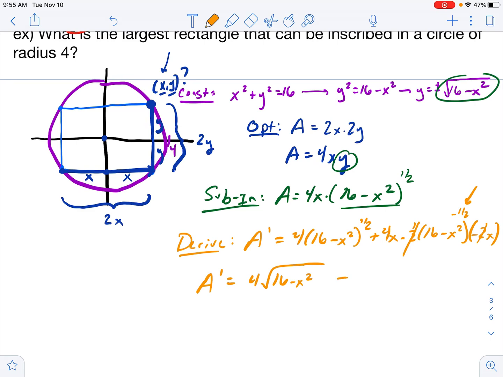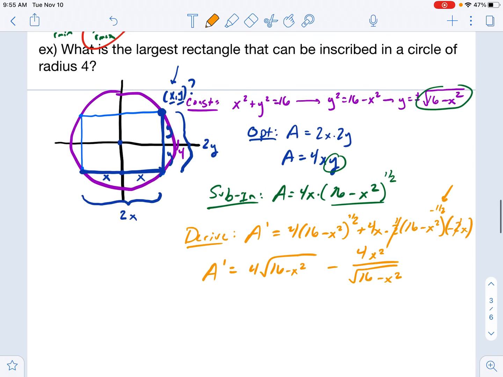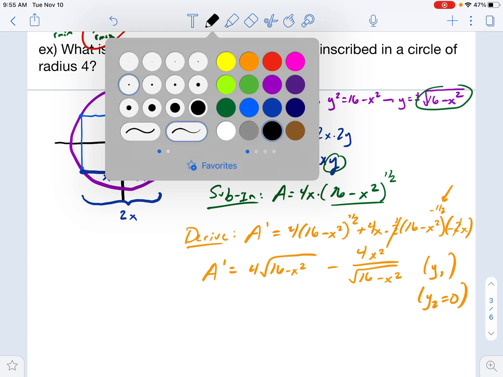But just realize now we're going to have a minus 4x squared over the square root of 16 minus x squared for the second term. Certainly not something I want to set equal to 0 and solve. So again, I am going to graph this in y1, and I'm going to graph y2 equals 0 and look for the intersection points, okay?